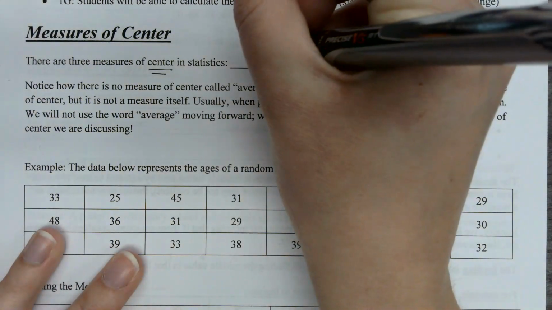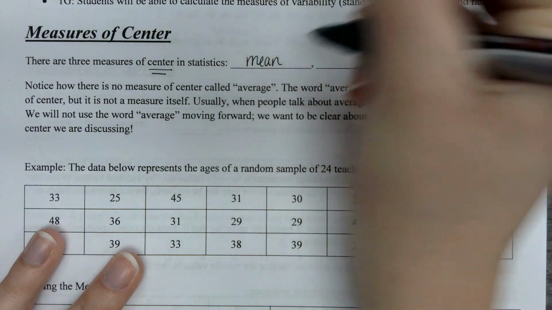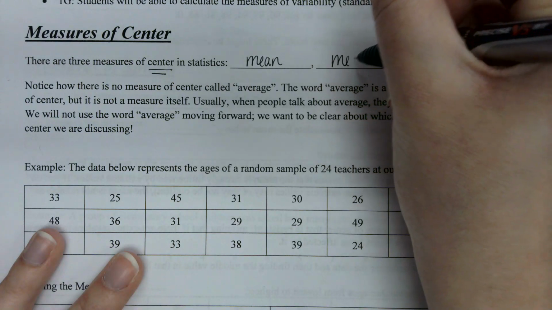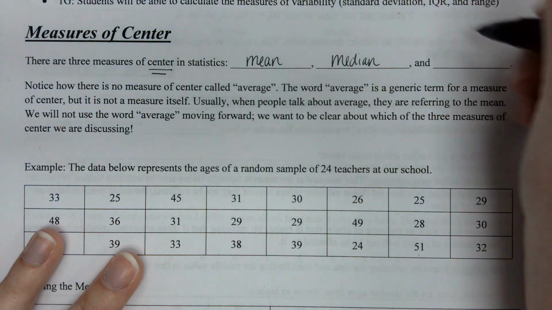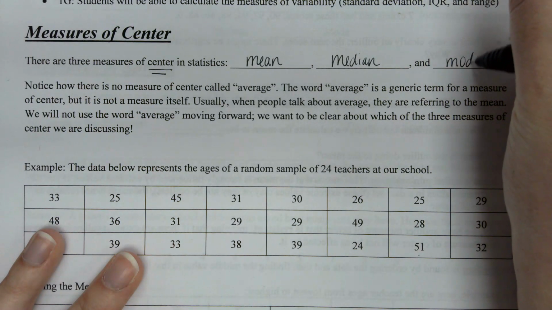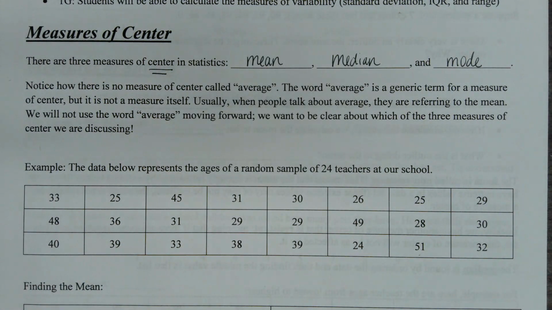The first one that we're going to talk about is the mean. The second one is the median. The third one is mode. So mean, median, and mode are the three ways that you can calculate the measures of center.